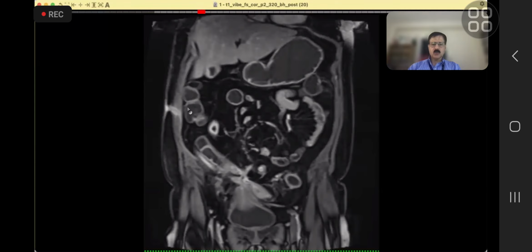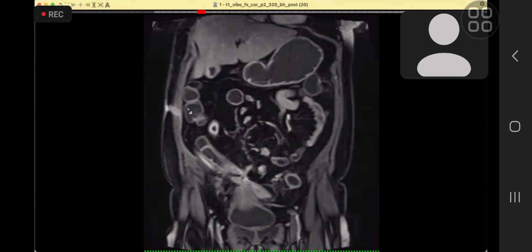Post contrast. Over to you. Post contrast fat saturated image confirms the enteroenteric fistula.